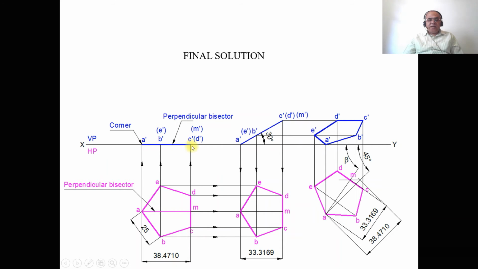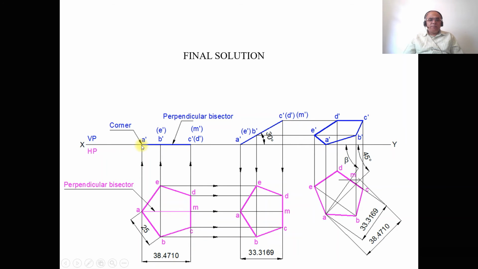Then take any convenient distance from the first position front view, and you mark this point as small a dash. Then from here, by using the protractor, you measure an angle of 30 degrees with respect to the XY line, and you draw an inclined line. Then with A dash as center, by using the compass, you measure the distance from A dash to C dash D dash. With A dash, cut an arc on that C dash D dash line, and you mark this point as C dash and D dash in bracket and M dash in bracket.